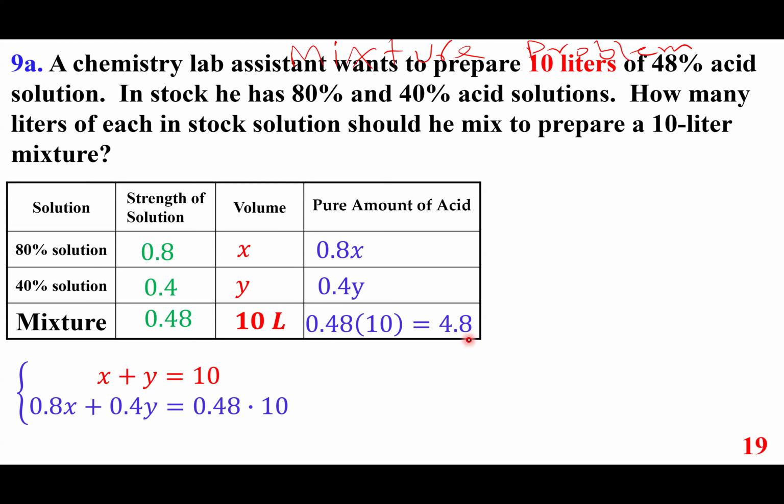We're done as far as the hardest part, which is setting up the equations, is concerned. Now, the next part is solving the system. And to solve the system, you have many different methodologies. For example, if you want to go with substitution, in this case, we're going to solve for y. We get 10 minus x.